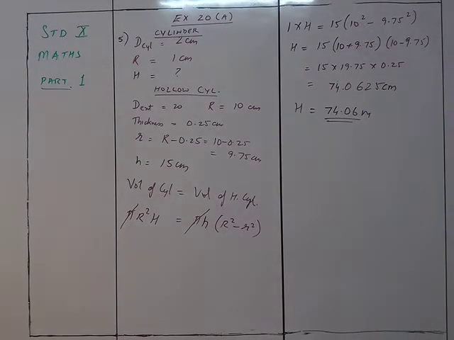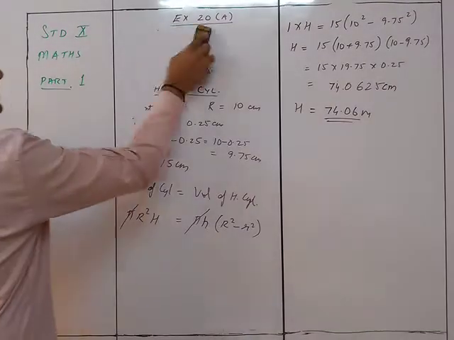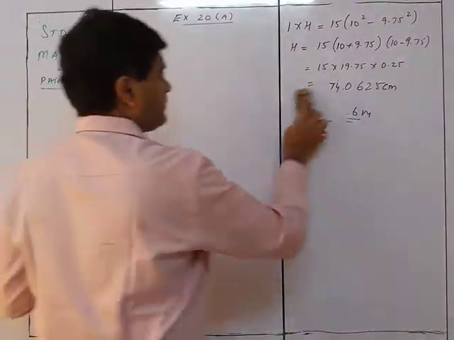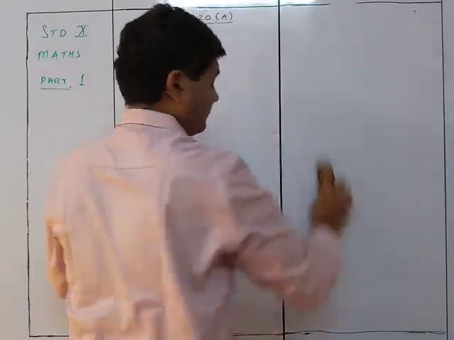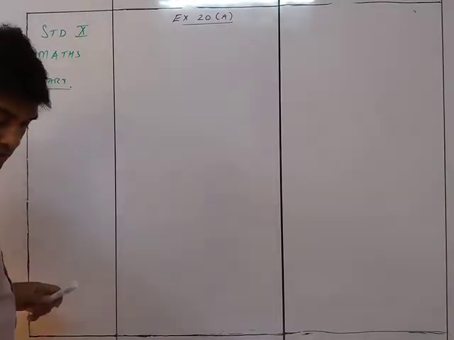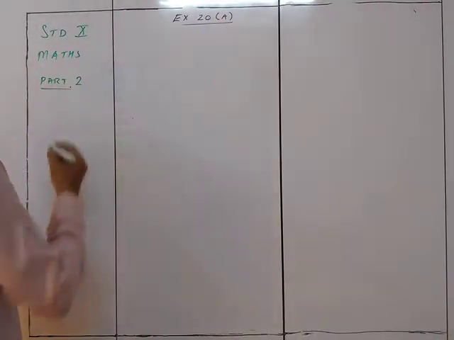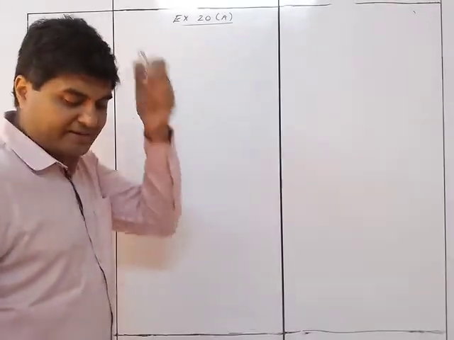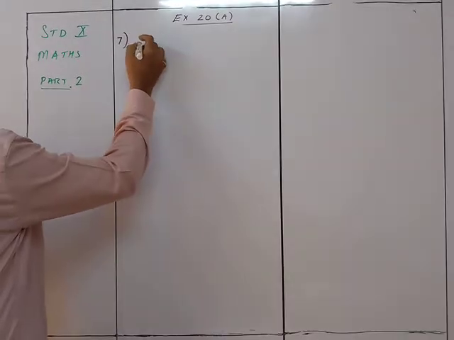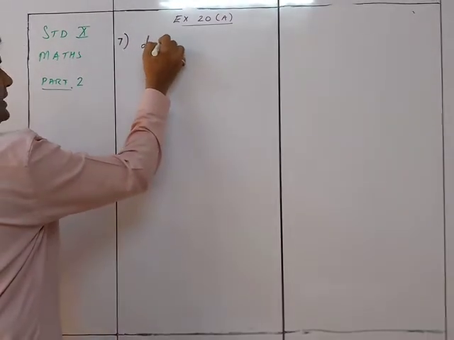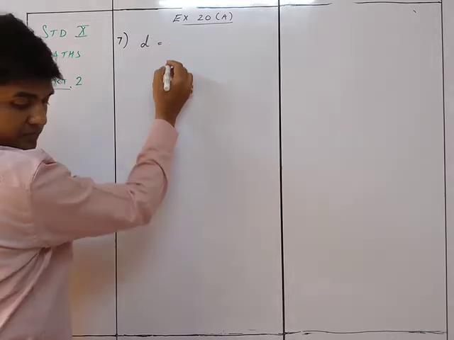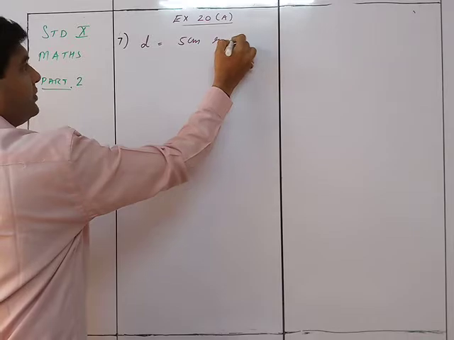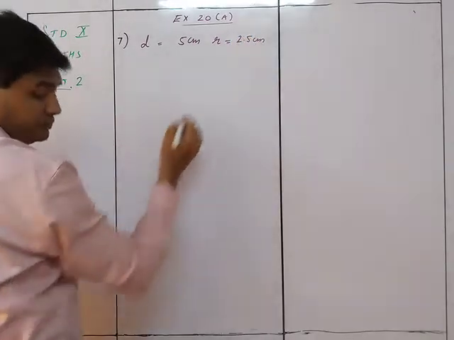We now go further with sum number 7. So that's exercise 20A, sum number 7. A metal pipe has a bore inner diameter of 5 centimeters. So what we have is the inner diameter, that is small d, is given as 5 centimeters. Therefore radius is equal to 2.5 centimeters.